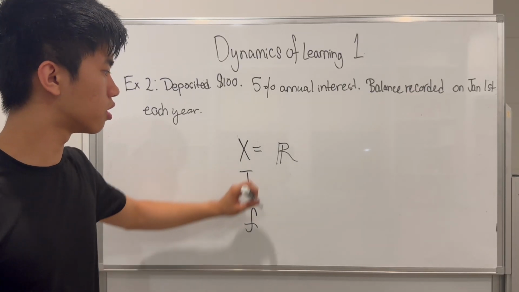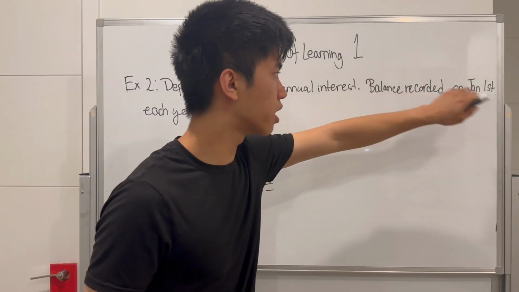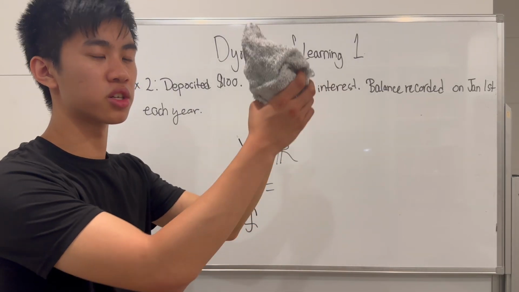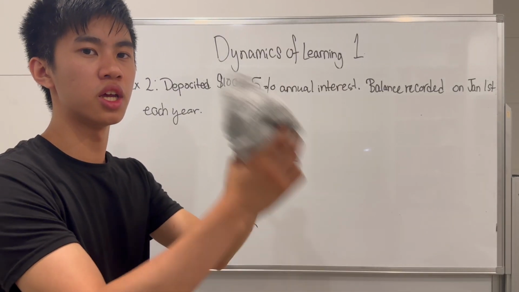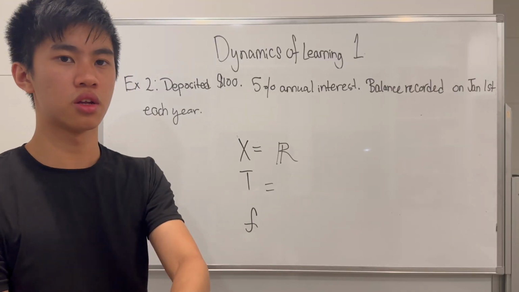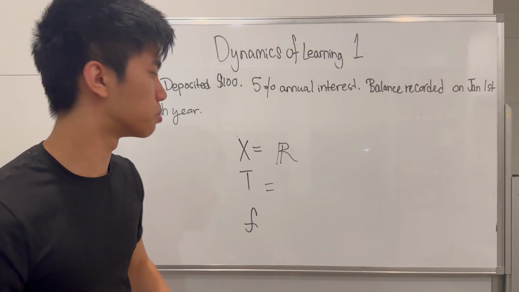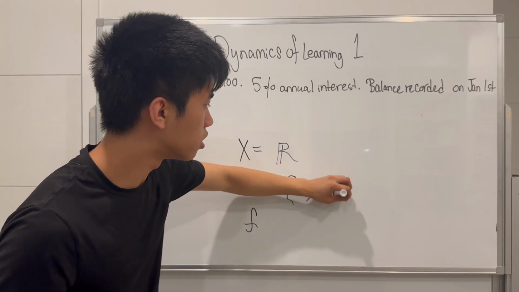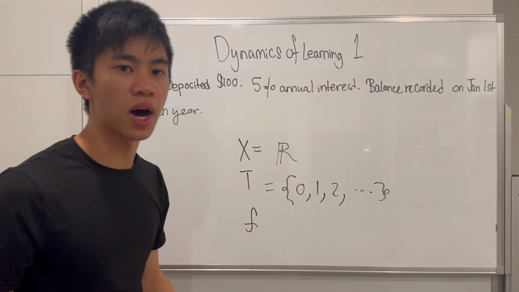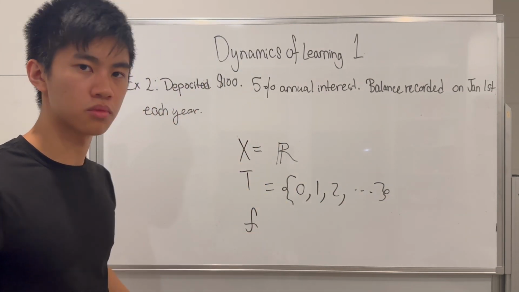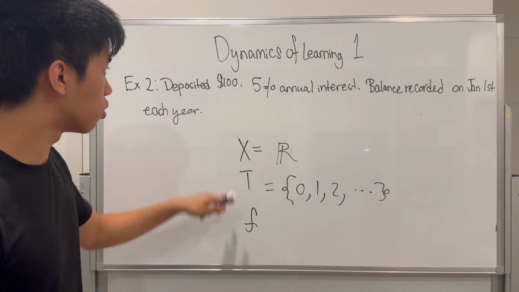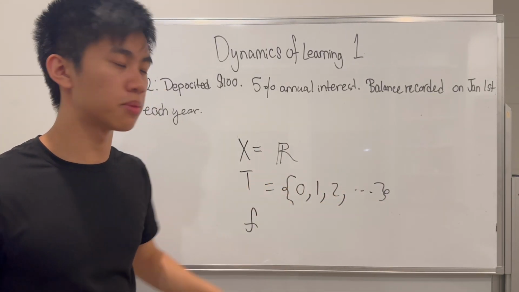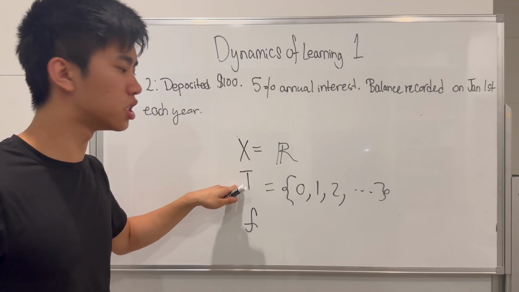Pretty straightforward, okay? Now, since we're recording balance on January 1st of each year, we're really concerned with the beginning of year 0, beginning of year 1, beginning of year 2, and so on. These are discrete time steps. So really, we're concerned with times 0, 1, 2, and so on. This is the positive integers and 0. Pretty straightforward.